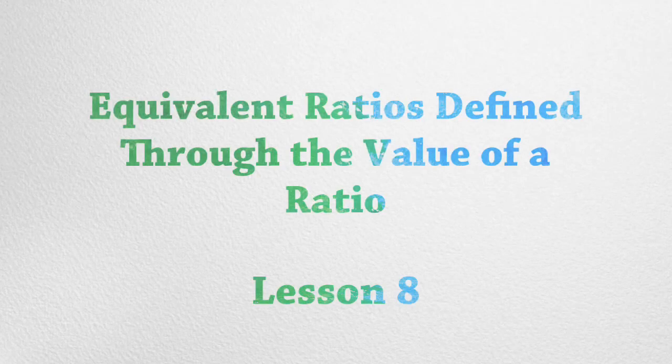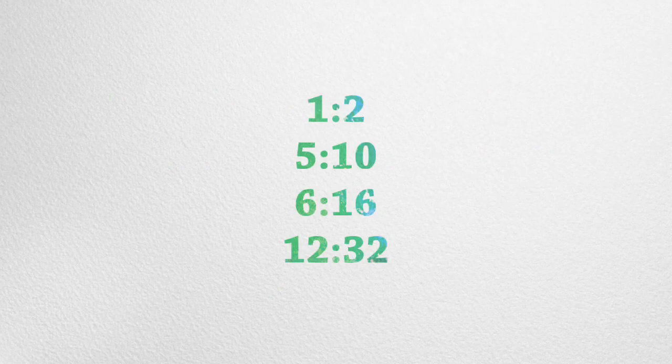Let's take a look at equivalent ratios defined through the value of a ratio. Take a look at these ratios. Do you see any that are equivalent? Take a look at these two, 1 to 2 and 5 to 10. These are equivalent. How do I know?